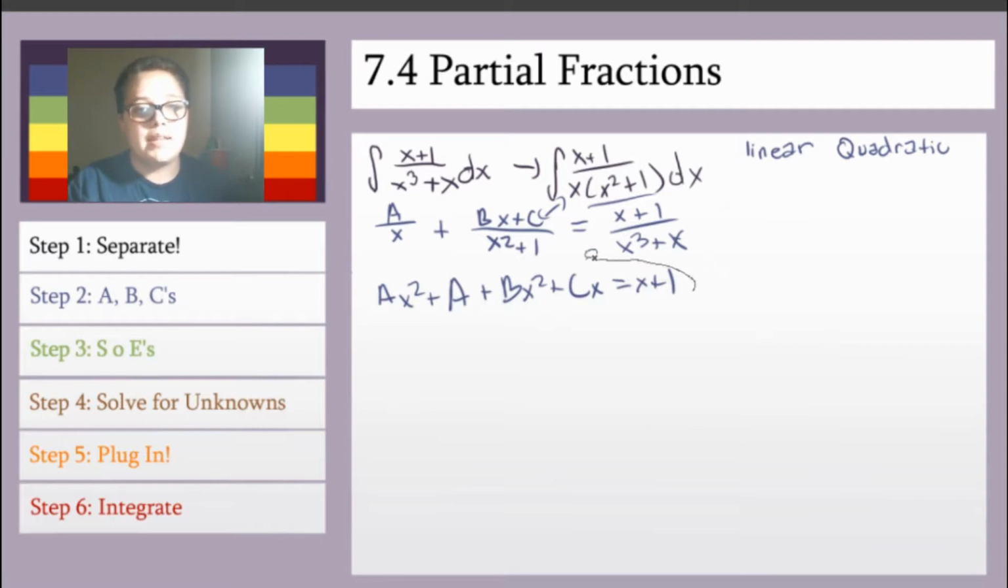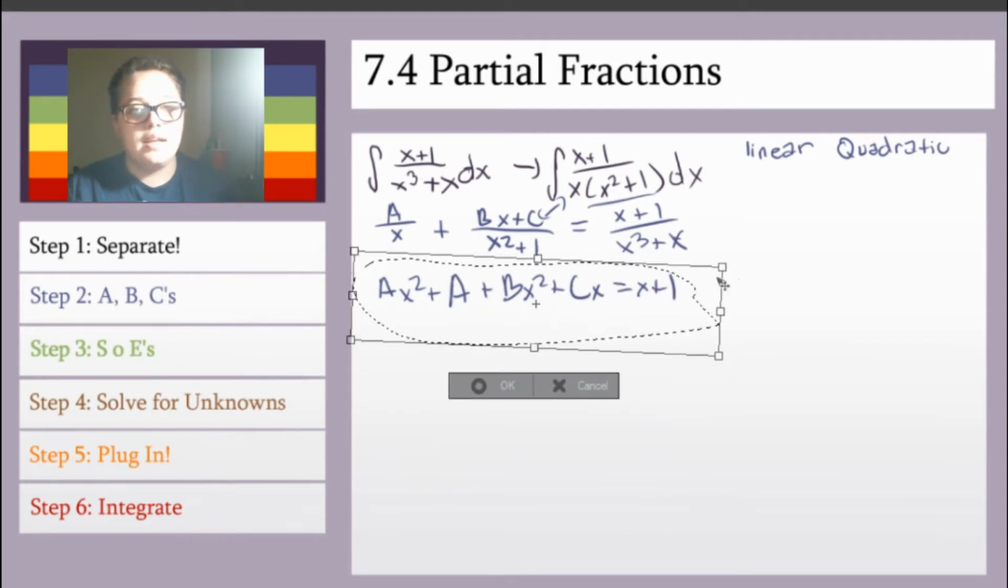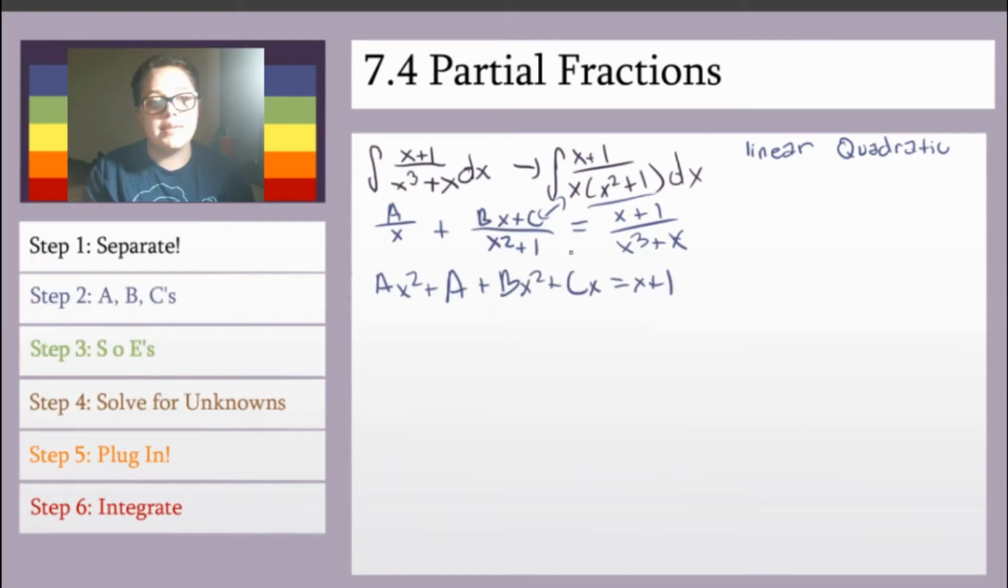So, now that we've made that, we're going to go ahead and set up our system of equations. Our linear equation is going to be all the linear portions, or Cx and x, which just means Cx equals x, C equals 1. Our quadratic portion is going to be Ax squared plus Bx squared equals 0, since there's no quadratics on the other side, which means A plus B equals 0, B equals negative A.